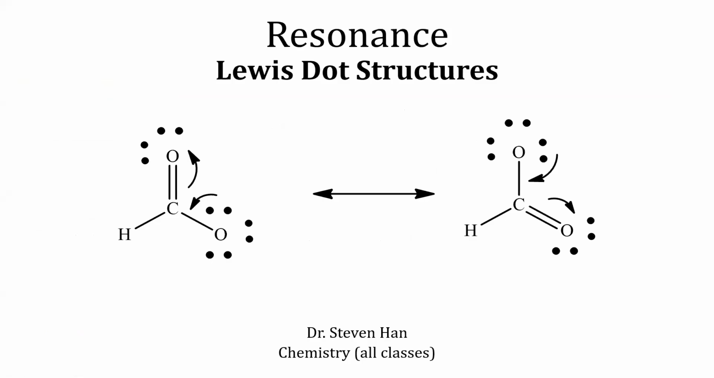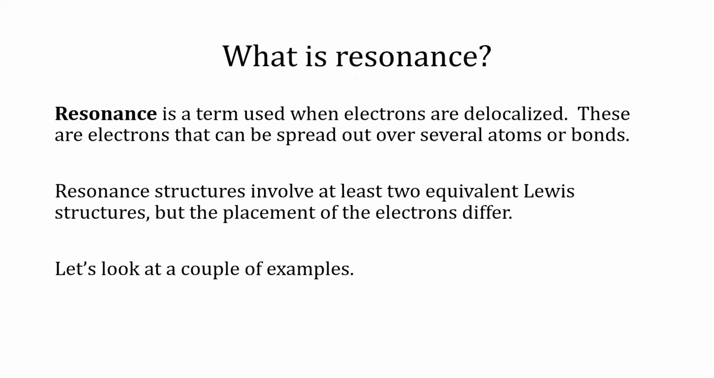This lecture is on resonance. Resonance is a term used when electrons are delocalized. These are electrons that can be spread out over several atoms or bonds. Resonance structures involve at least two equivalent Lewis structures, but the placement of the electrons differs. Let's look at a couple examples.